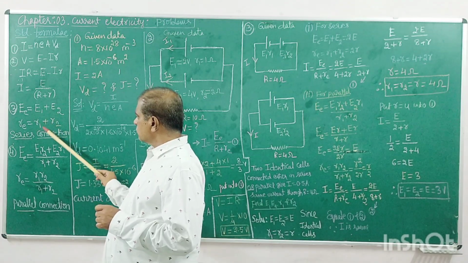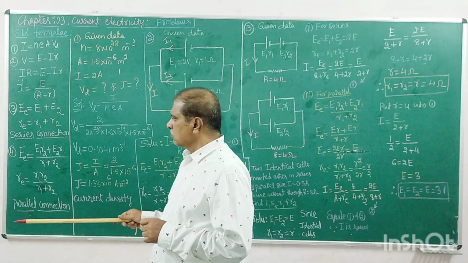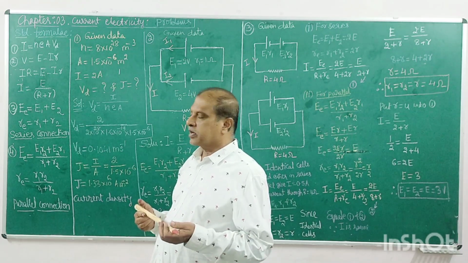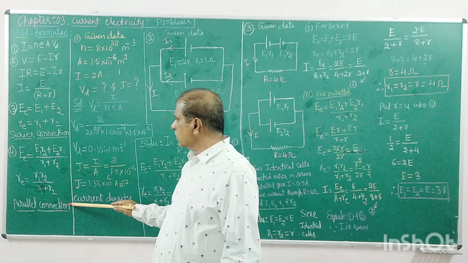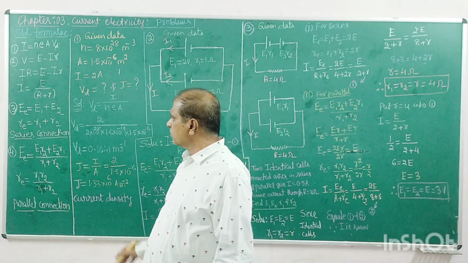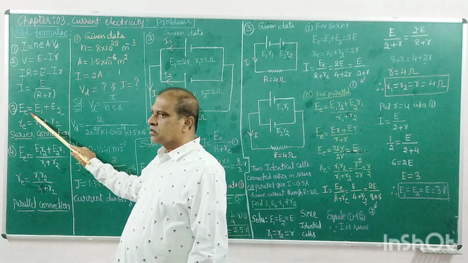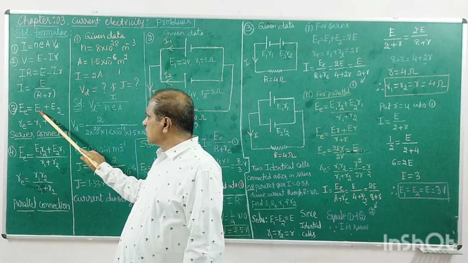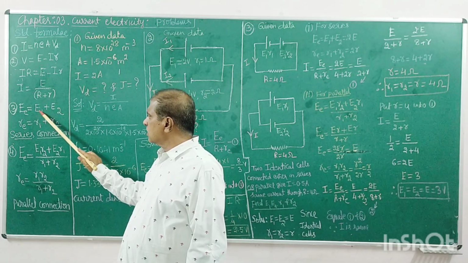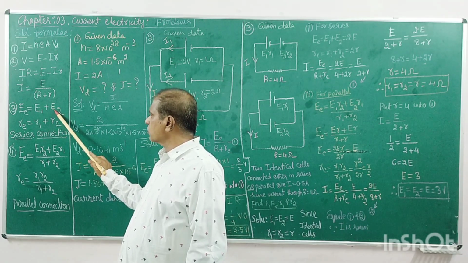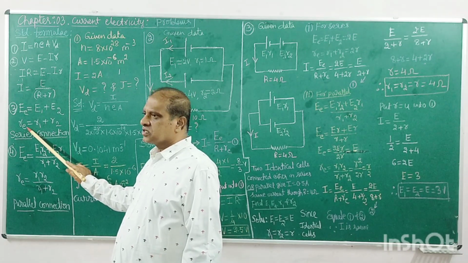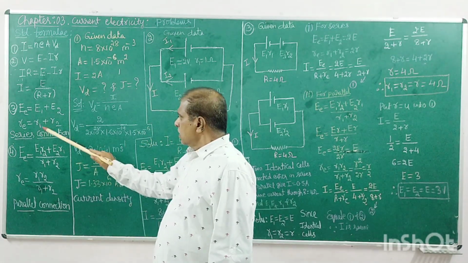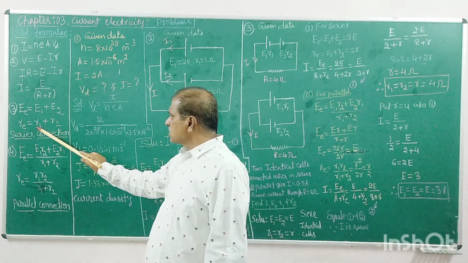And this equation is for when there are two cells, which can be connected either in series or in parallel. If they are connected in series, the effective EMF of the cell is E1 plus E2, that is the E of one cell and E of the other cell. And the effective internal resistance, effective means the resultant value for the series connection, is r1 plus r2. They are the internal resistances of the two cells.